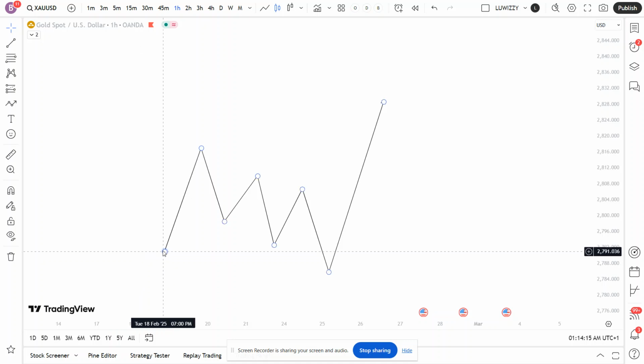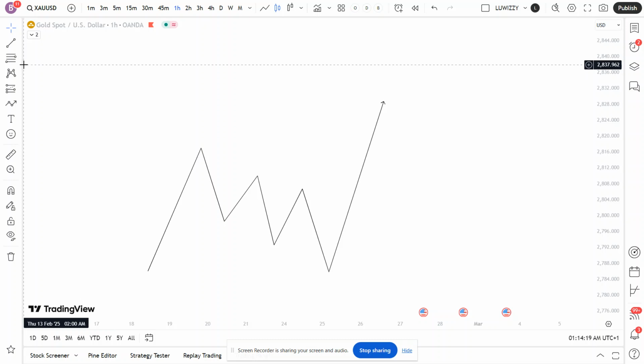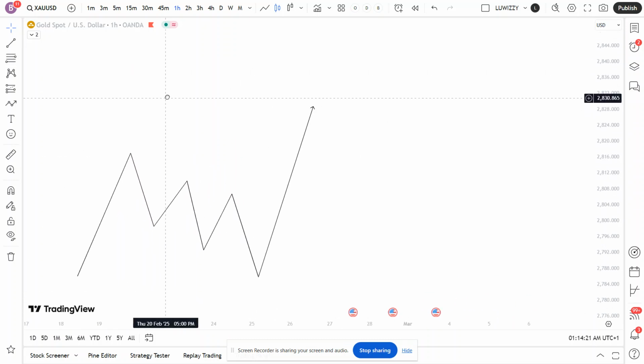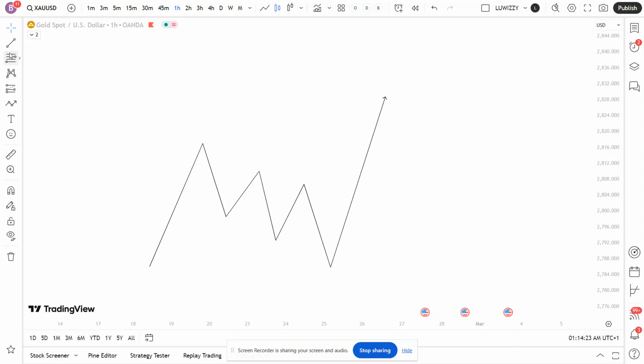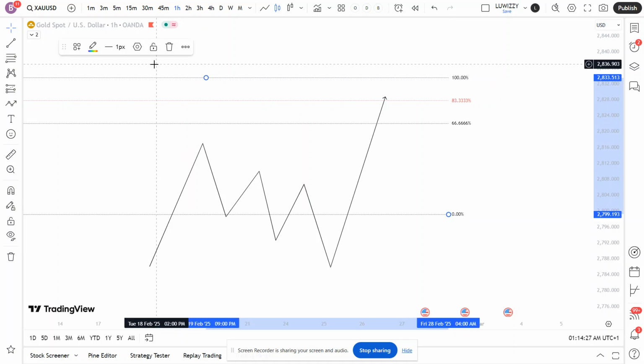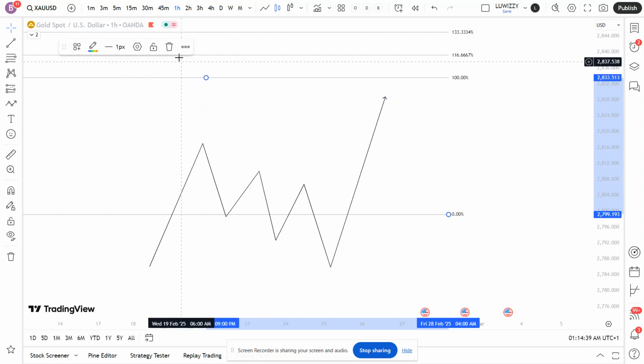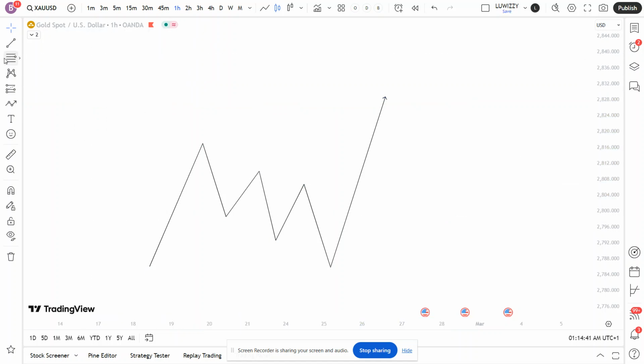Then let's bring in the fib, the fib extension. Let me change it. This is my fib extension. I'll drop the values and the settings of this fib level, the fib retracement, and fib extension. This is a fib extension. Let me draw the setting. See how to draw the fib extension.